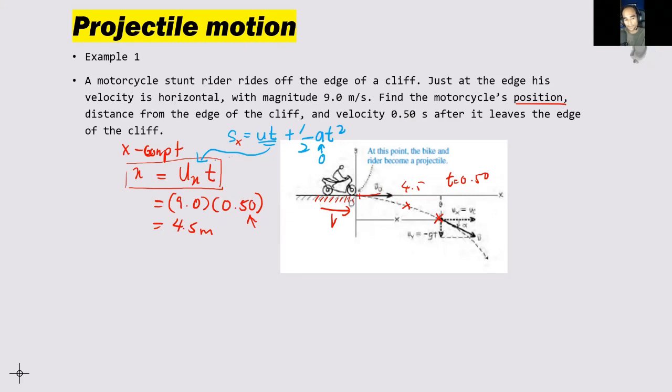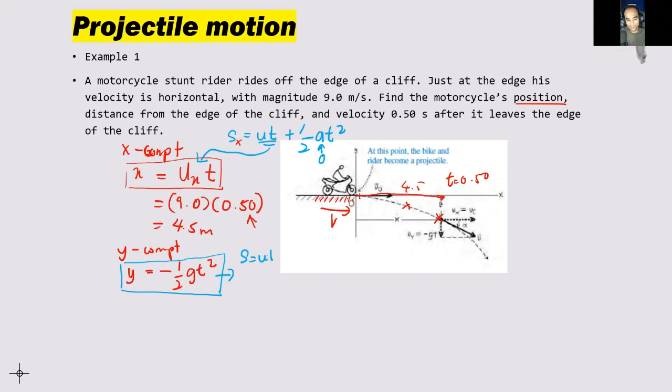Now we want to find the y component. So in the y component, y equals negative 1/2 gt squared. Okay, so this formula came from where? Who knows? Y equals 1/2 gt squared came from which formula in constant acceleration? The same formula, sir. Yes, correct. It came from the same formula.